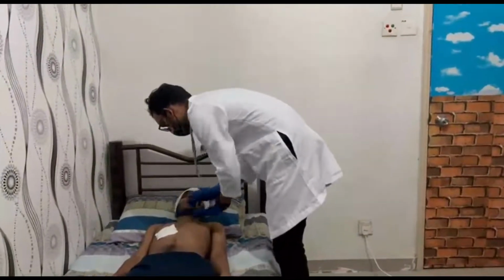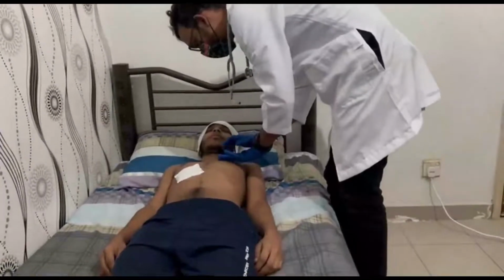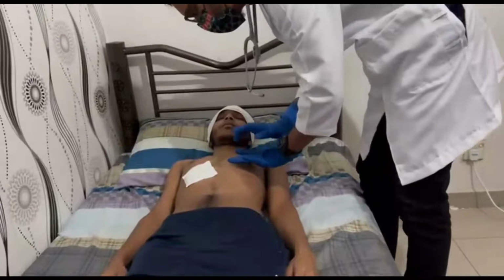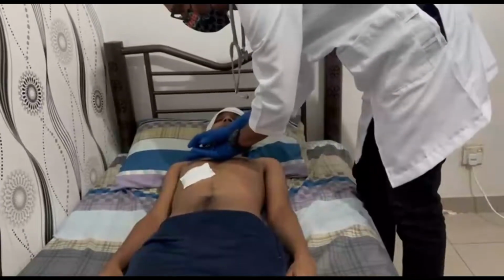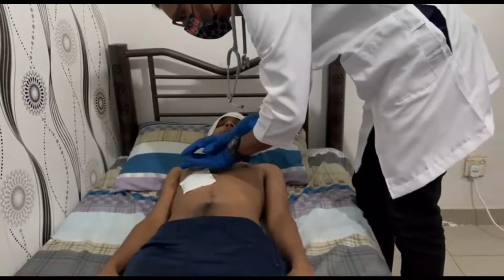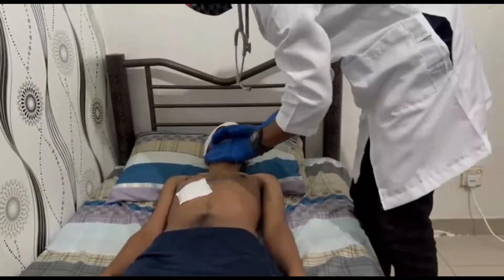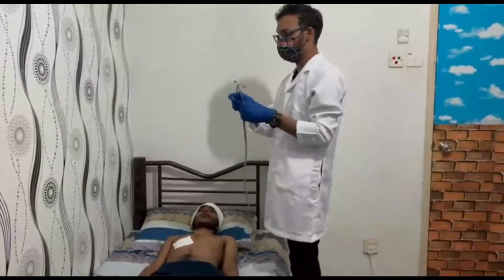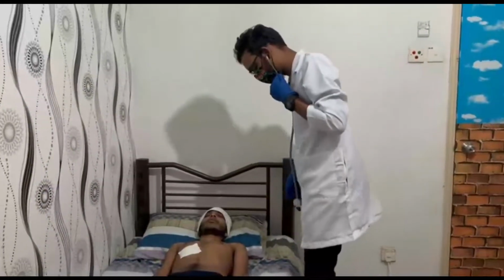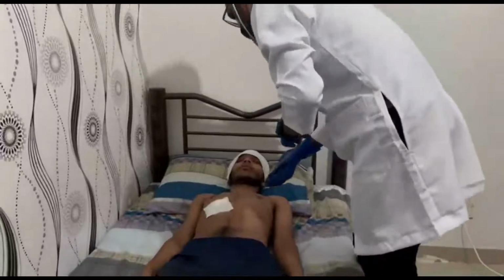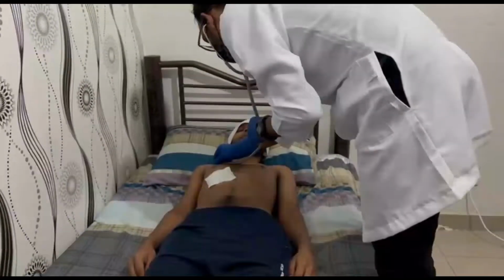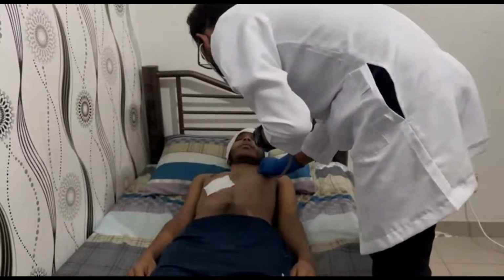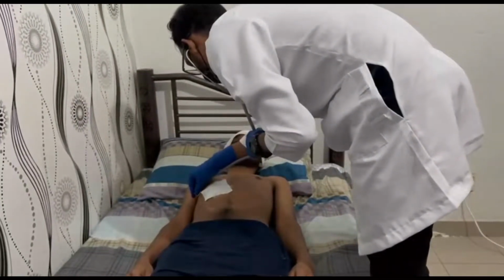Upon percussion, we heard a dull sound on the lower part of the right side, maybe due to internal bleeding. In the upper part of the right side, we heard hyperresonance, maybe due to the presence of air in the pleural cavity. Upon auscultation, on the right side there was no sound. On the left side it was normal, and the patient has a respiration rate of 26.